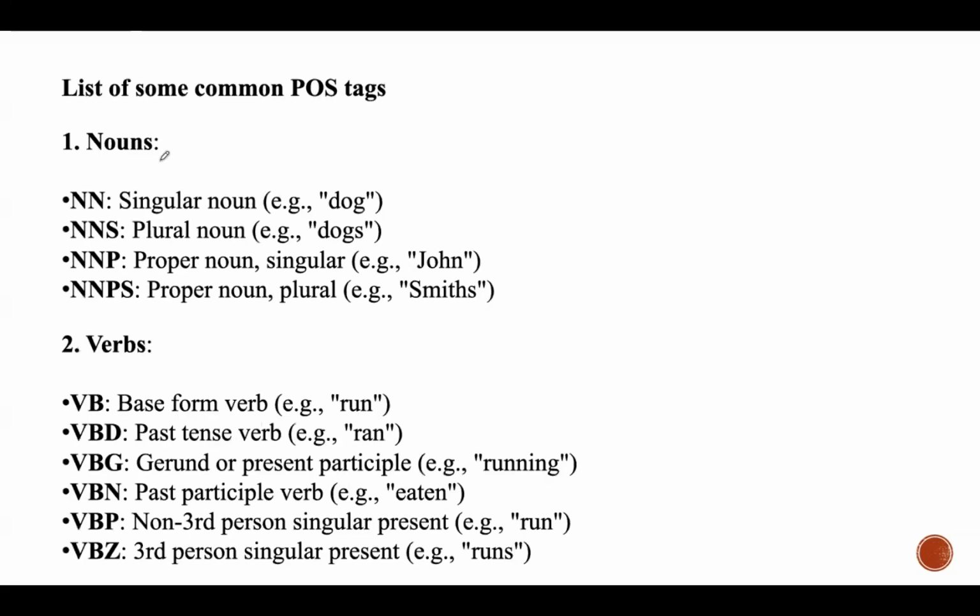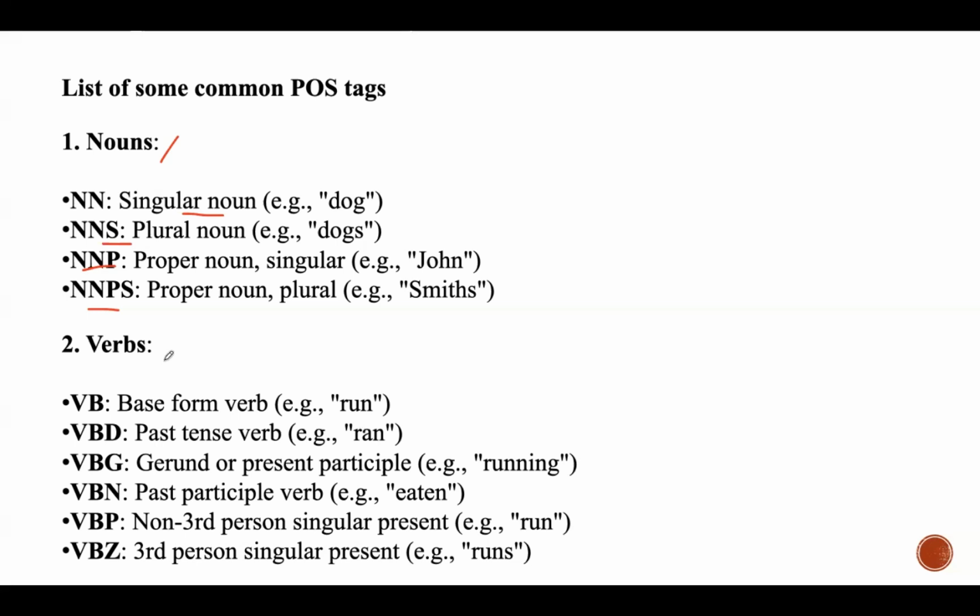So first one is noun. Again, these are different categories which come under nouns. So this NN represents a singular noun. Best example for this is dog. So if you want to represent a plural noun, then the notation is NNS. And here proper noun singular comes under this category, the third one NNP. Proper noun plural means NNPS. So you can see examples for every category.